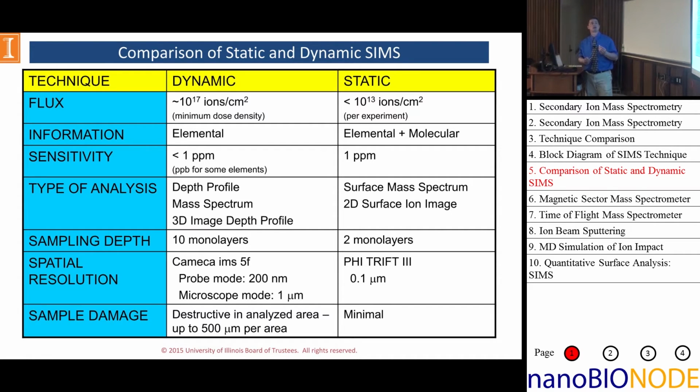With the dynamic SIMS, of course, we're looking at elemental, but with the static SIMS, we can look at elemental and molecular. And then, of course, like I said, we're doing depth profiles generally with dynamic SIMS. You can get a mass spectrum. And the one instrument that we tend to use a lot for that would be the CAMECA 5F. But we can also do dynamic measurements with the Trift. The static SIMS is almost exclusively done on the TOF SIMS, the Trift, and we can get elemental and molecular information.